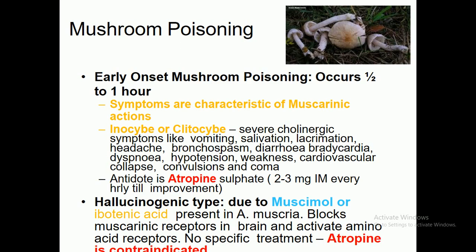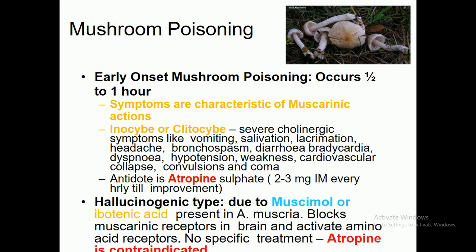Anisib or cletosib poisoning causes severe cholinergic symptoms like vomiting, salivation, lacrimation, headache, bronchospasm, diarrhea, bradycardia, dyspnea, and hypertension. Bradycardia means decrease in heart rate, dyspnea means difficulty in respiration. Weakness and cardiac collapse may occur, convulsion and coma may occur.